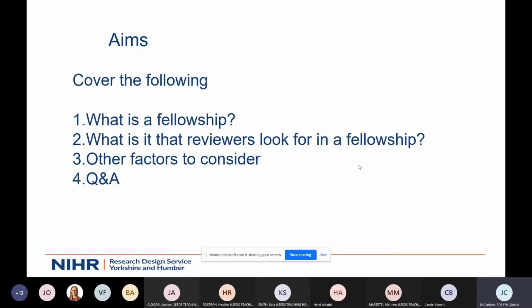So what we're going to cover today is to try and highlight what a fellowship is, what it is that reviewers look for when they are critiquing fellowship applications and helping determine whether somebody should be shortlisted for interview, and then some other factors that you as potential applicants should think about. And as I say, hopefully we'll have some time for Q&A.